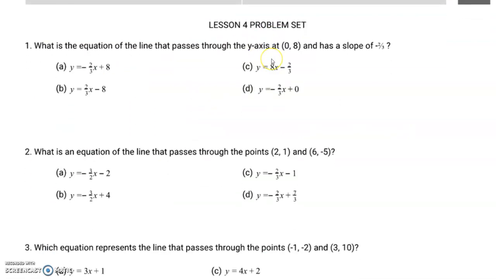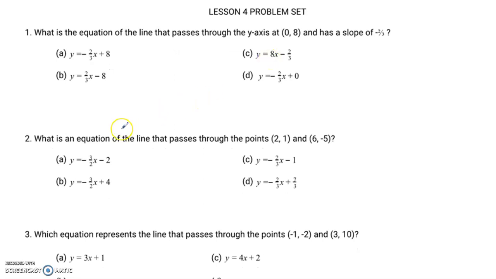Moving on to lesson number 4, this is the last lesson we're going to go over. Pause the video, try to make sure that you give it an attempt, and then see if you got it right.